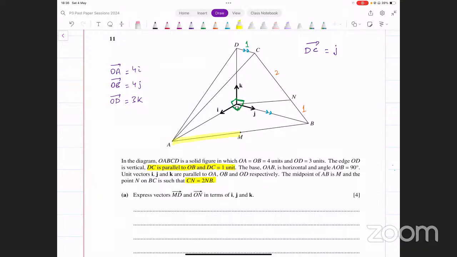We can go from M to A. Now we have to find this vector first. Then we can go from A to O and then from O to D. This is one possible path that you can follow. There could be other possible paths as well, but this is one possibility.